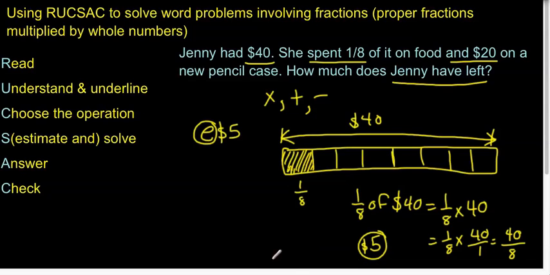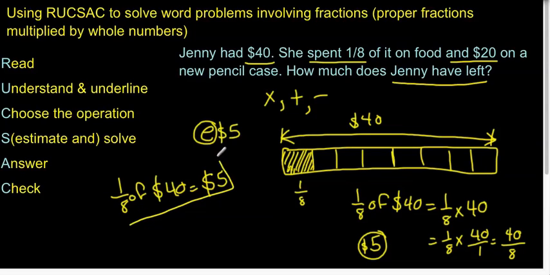So we'll just write that over here. 1/8 of $40 equals $5. And that makes sense. I mean, 1/8 here, so that would be 5, 10, 15, 20, 25, 30, 35, 40. So that's the first part of our question. That's the multiplication looked after.